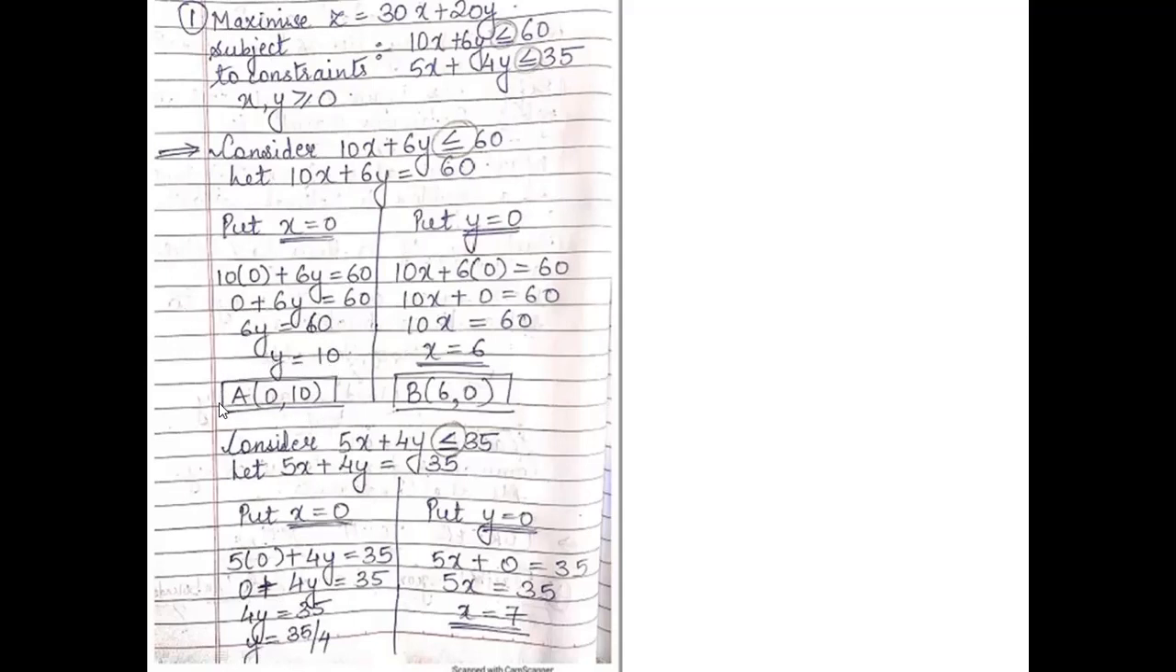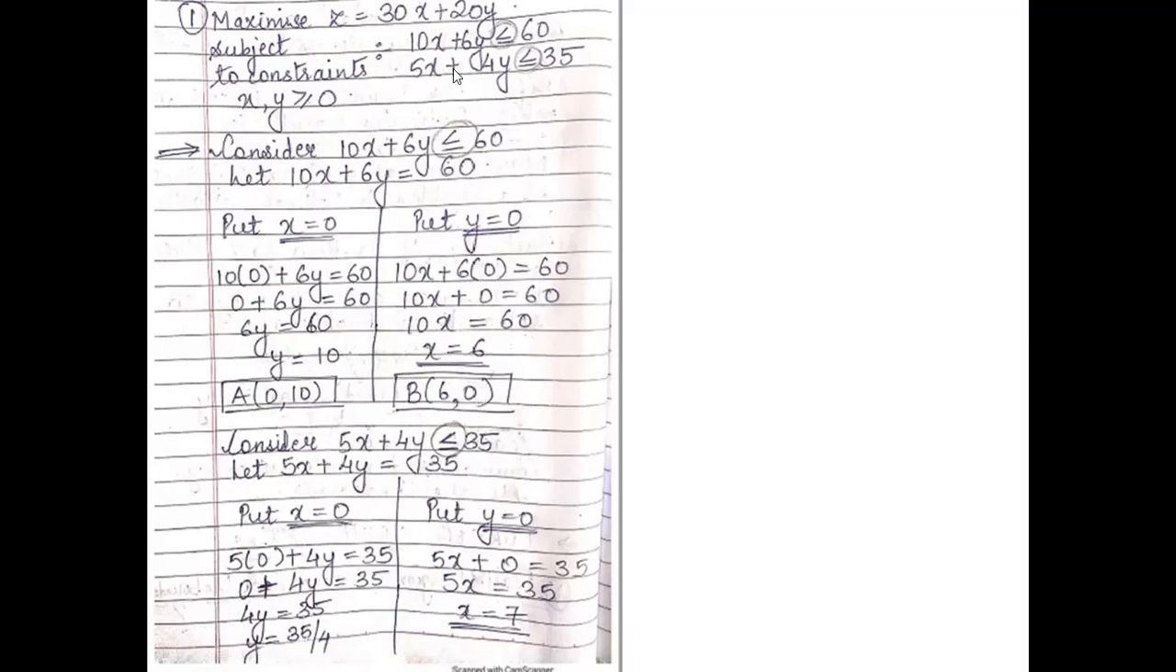As we are solving graphically, we need coordinates to plot on the graph. So we got our first coordinate, that is A is (0, 10) because the value of x is 0 and y is 10. Similarly, in the same equation, when we put y is equal to 0, we get x is equal to 6. So we got our second coordinate, B (6, 0).